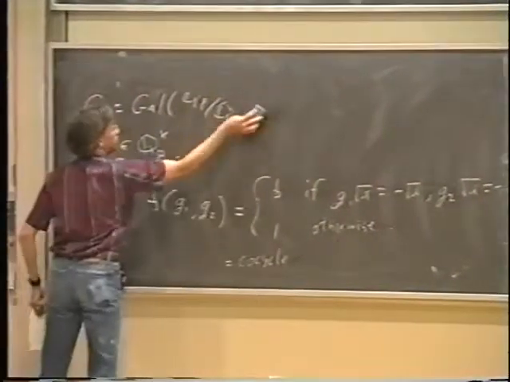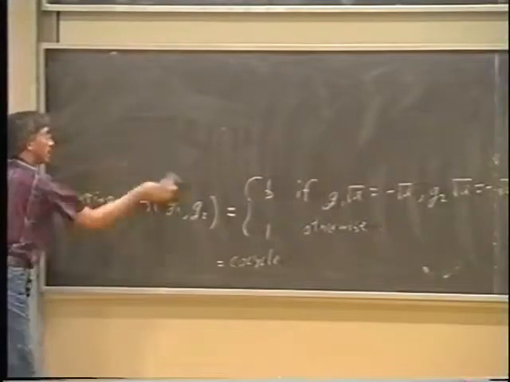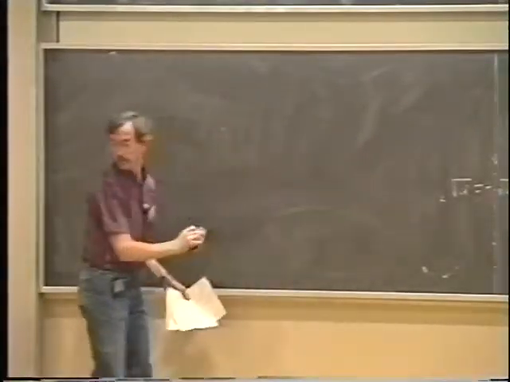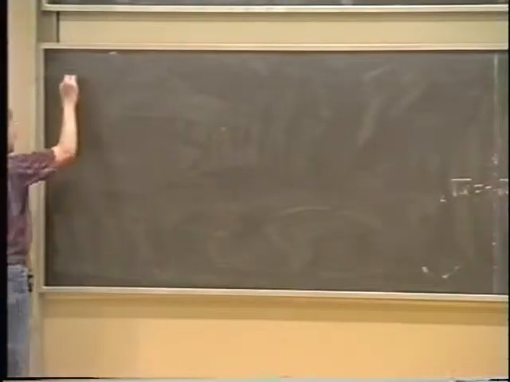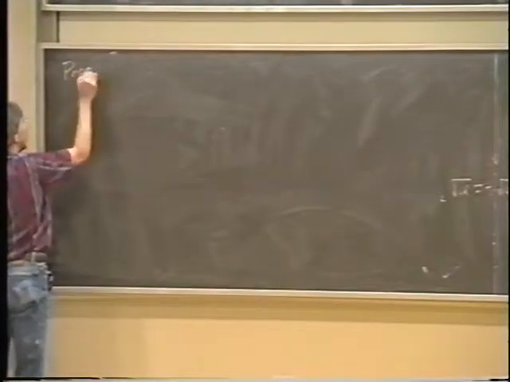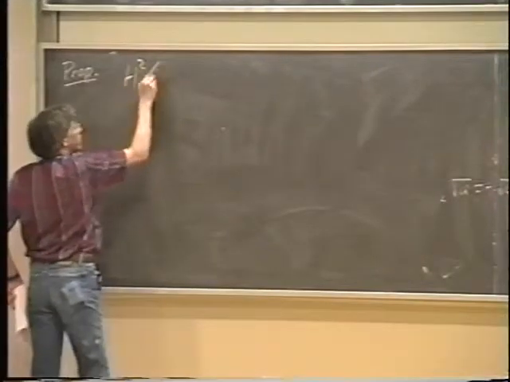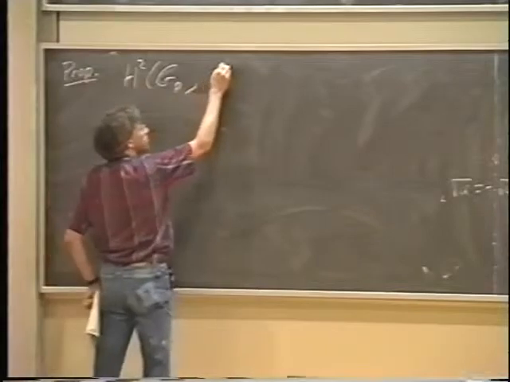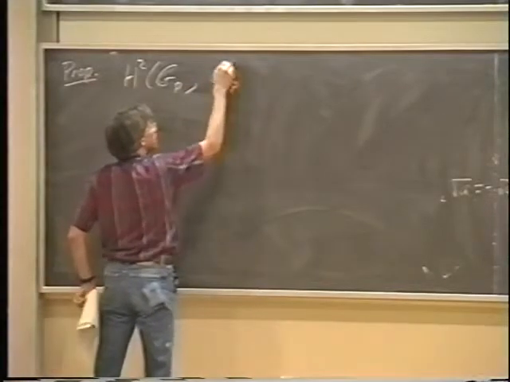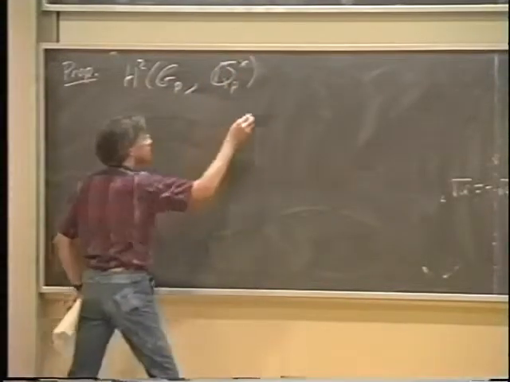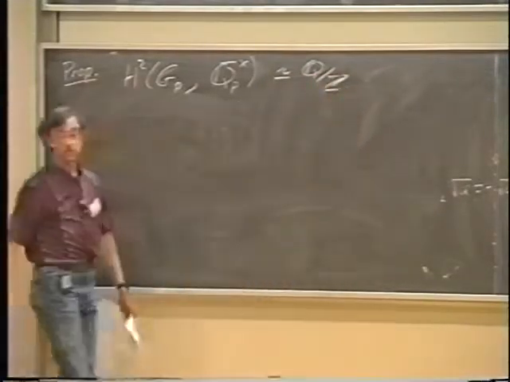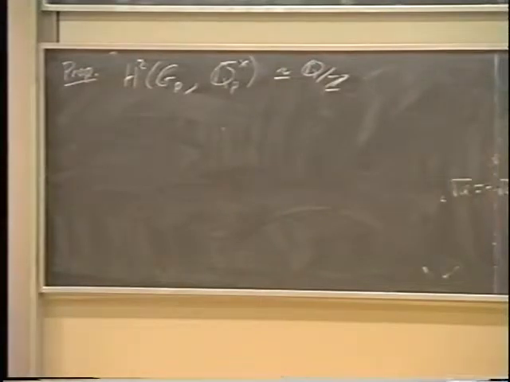Okay, so the one result we need on H2 is the following proposition. If we take H2 of, let's say, the p-adics, coefficients in Q_p bar cross, this is isomorphic to Q mod Z. Okay, I won't prove this. This is one of the major results in local class field theory.